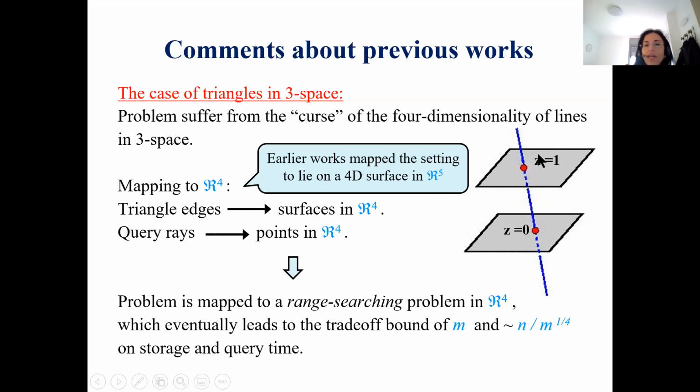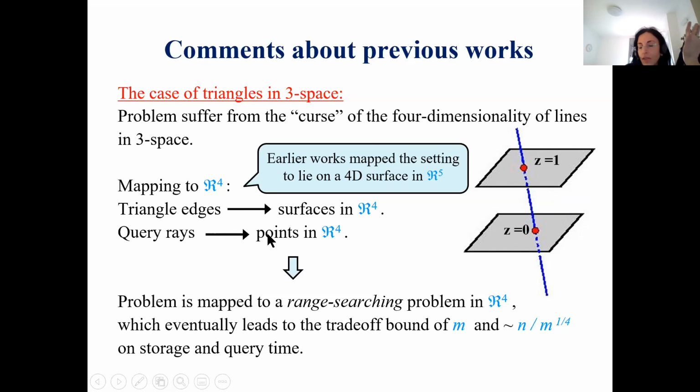What does it mean? A line in free space can be parameterized by 4 parameters. Say if you take the 2 planes z equals 0 and z equals 1, you collect overall 4 coordinates and they comprise the parametric representation of the line. So we can actually map the problem to R4 by mapping the triangle edges to surfaces in R4 and the query ray to points.